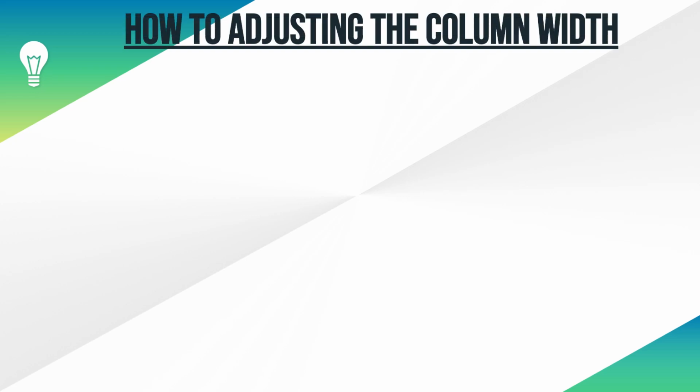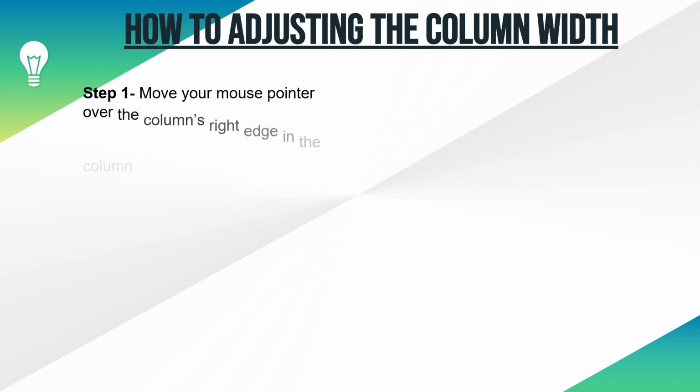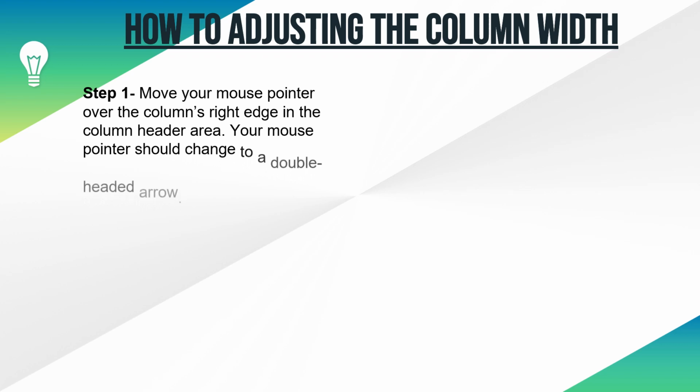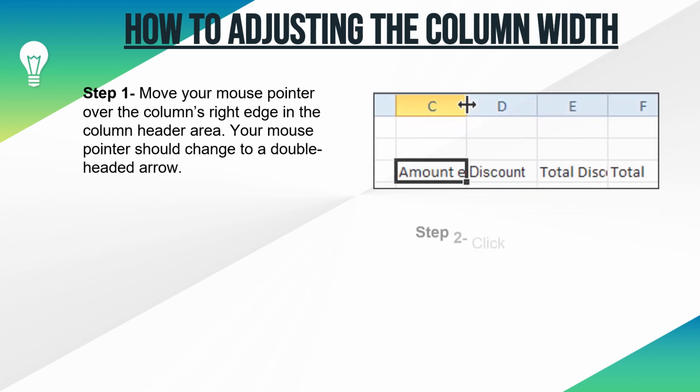How to adjust the column width. Step 1. Move your mouse pointer over the column's right edge in the column header area. Your mouse pointer should change to a double-headed arrow.